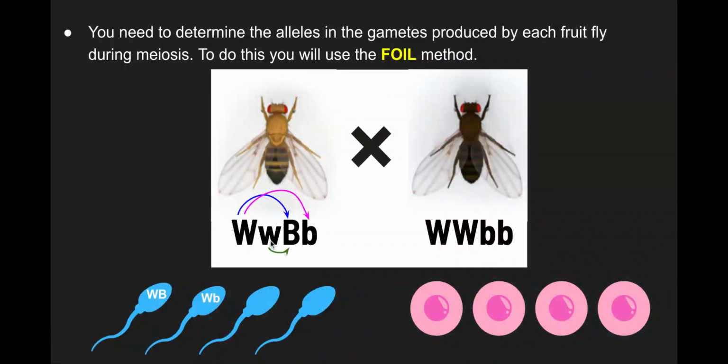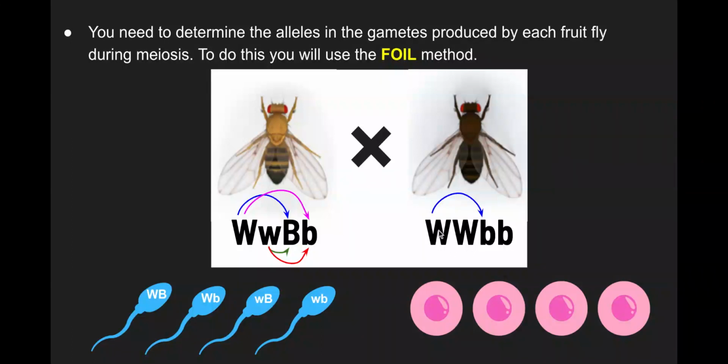Now we look at the next one, the little w. We put the little w with the big B, and we put the little w with the other b. So these are the four types of combinations of alleles that this male fruit fly can produce in his sperm. All right, now we're going to look at the female fruit fly.